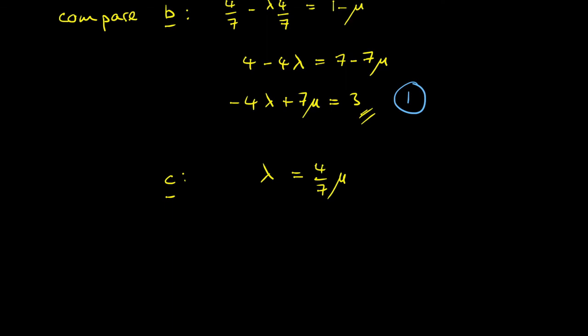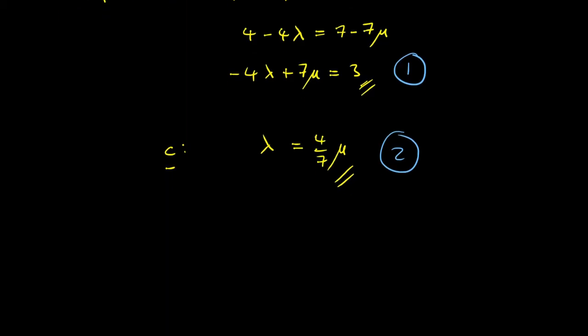4/7 of mu. And that's equation 2. So we've got simultaneous equations, right? So what's the best way for me to deal with this? Well, I'll just substitute in lambda into equation 1. So therefore, minus 4 times 4/7 of mu plus 7 mu is equal to 3.